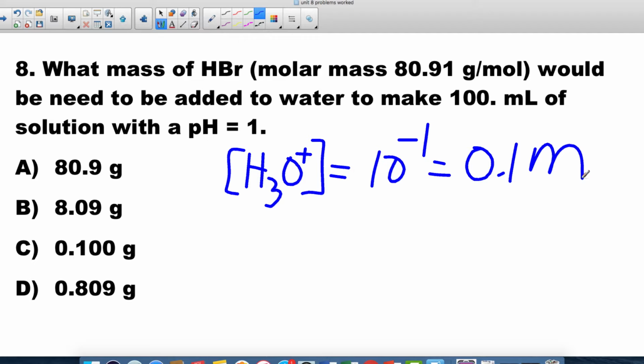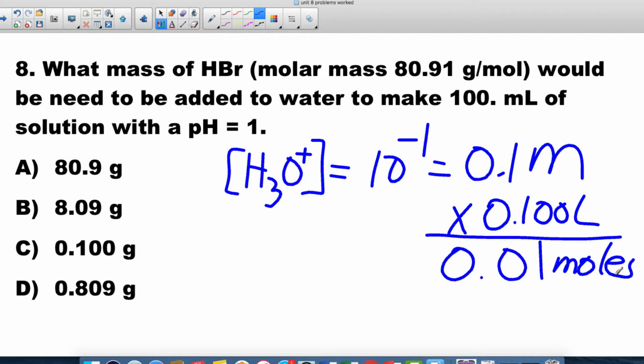You only want to make 1/10 of a liter of that. So 0.1 molar times 1/10 of a liter is only equal to 0.01 moles. And since you know the molar mass is 80.91, we need to figure out what 0.01 times 80.91 is. And that just means we move the decimal place 2 places to the left, giving us a final answer of D.